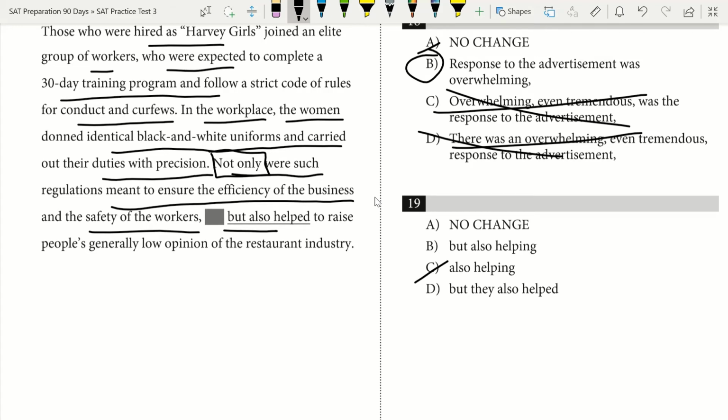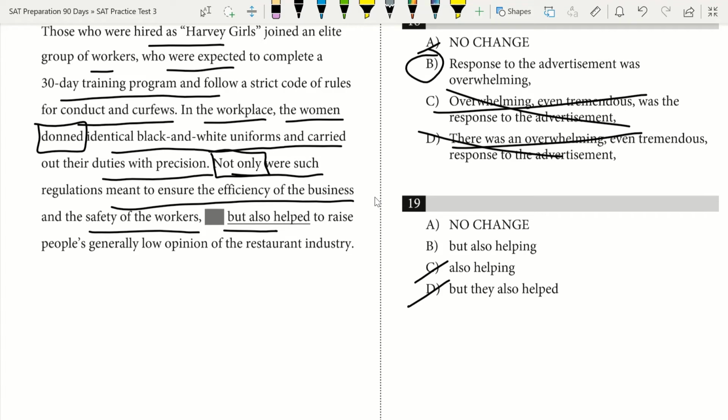So we can go ahead and get rid of C, we can get rid of D. So we have but also helped or but also helping. Okay, well, we have these regulations were meant to ensure the efficiency of the business and the safety of the workers. So we're looking for, okay, I see I have donned here. I was looking for another verb to help find my tense here. Since I have donned there, I'm going to want to have helped right here. So our answer for, or hang on a minute, hang on.